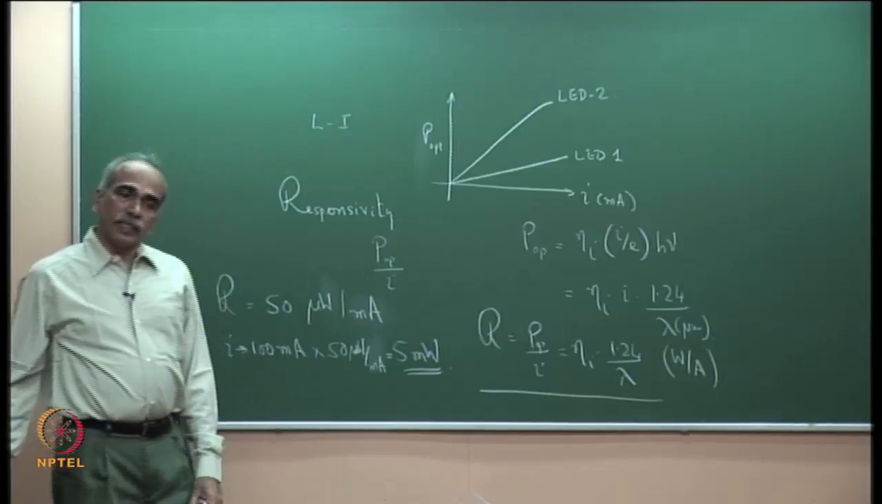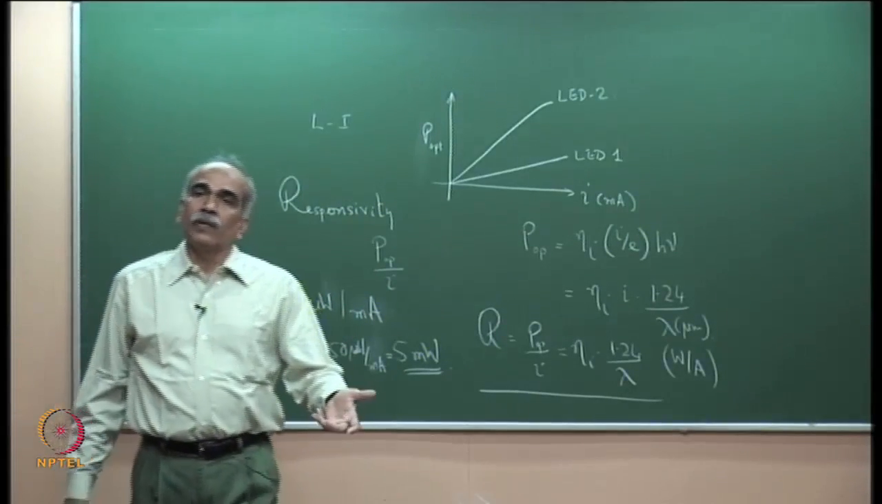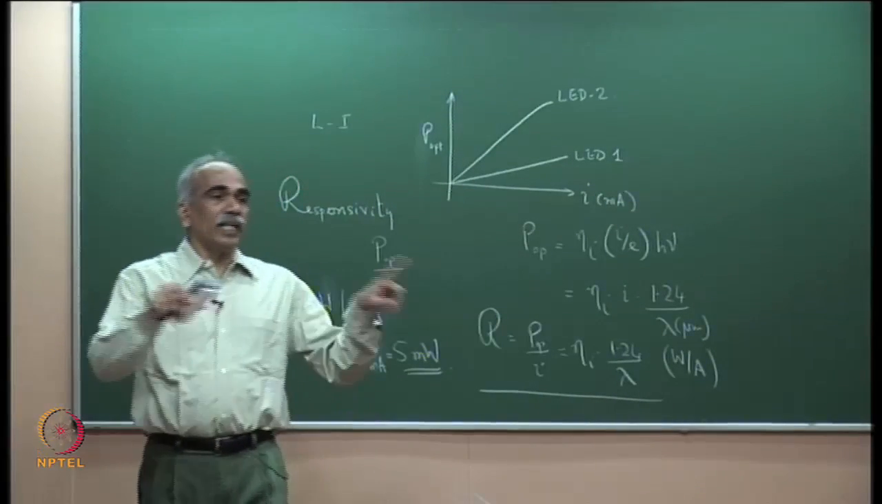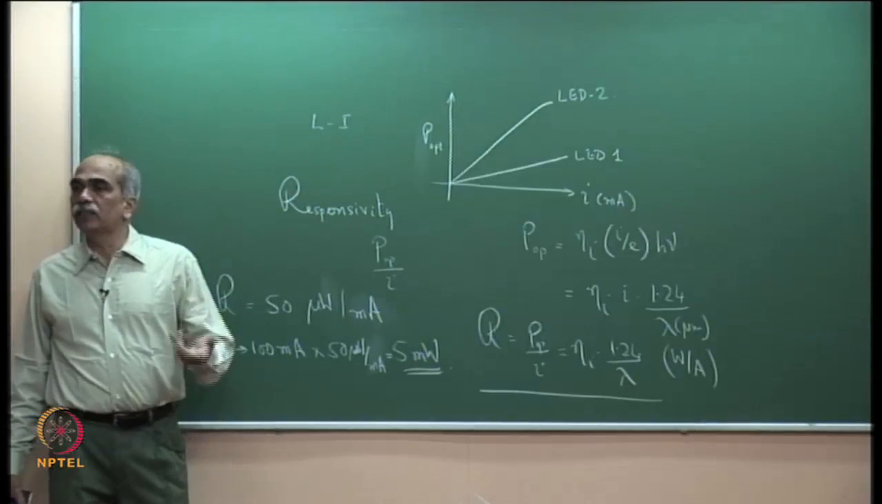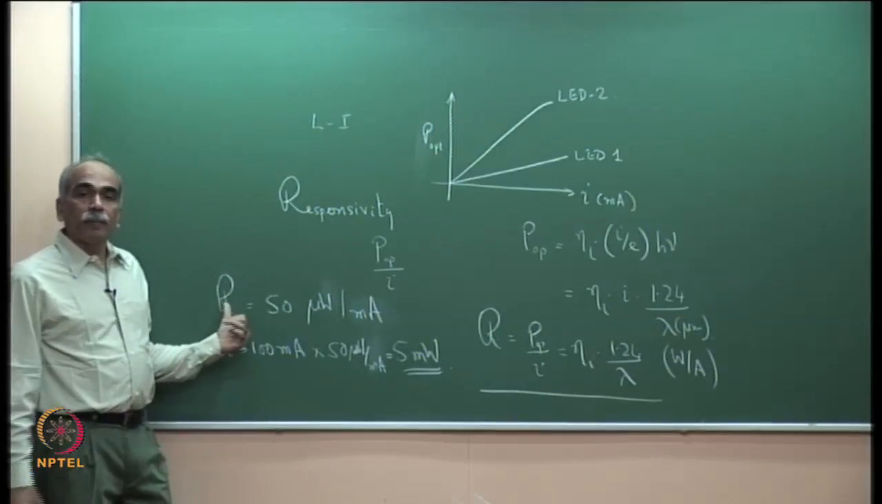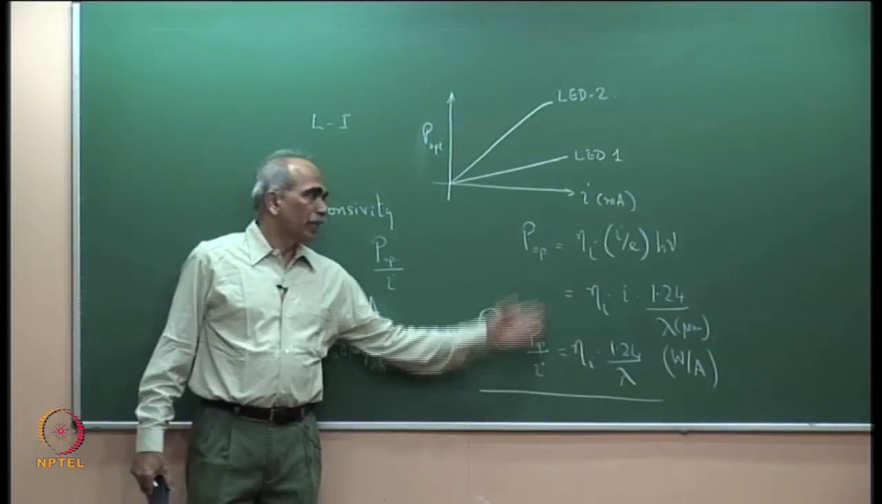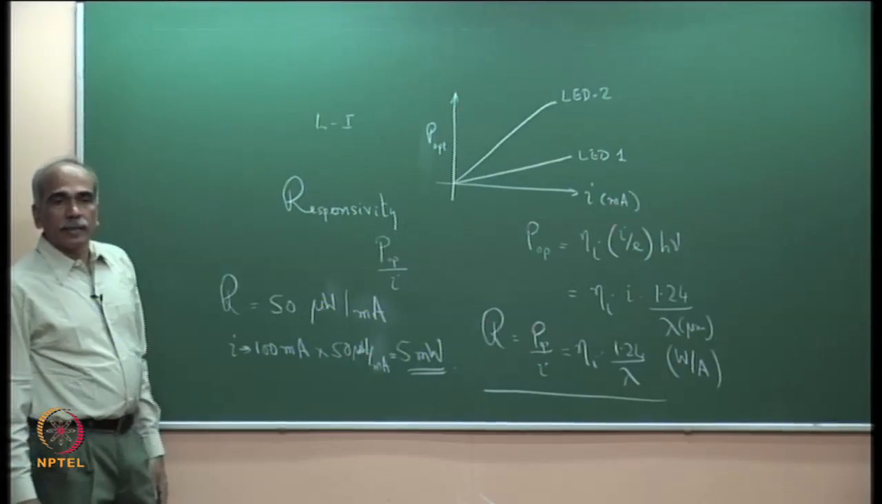This is important for a design engineer because to get a certain amount of optical power, what is the current that he needs to pass? Accordingly, he has to design rest of the circuit. And therefore, if you take the data sheets of LEDs, there will be a parameter called responsivity, which is simply nothing but this. We have already derived this, P optical divided by current.